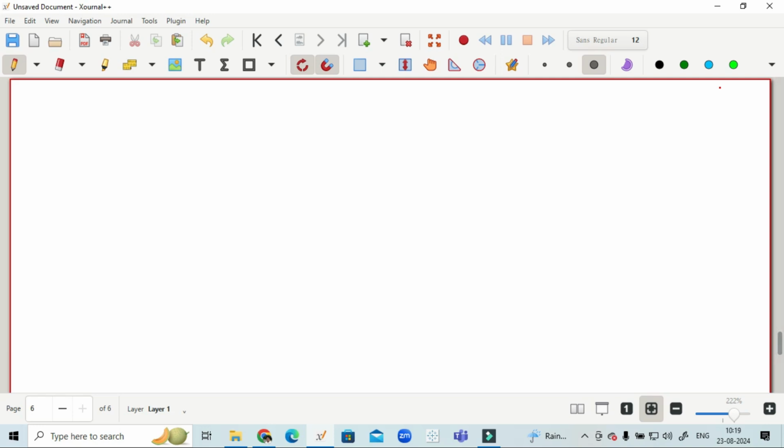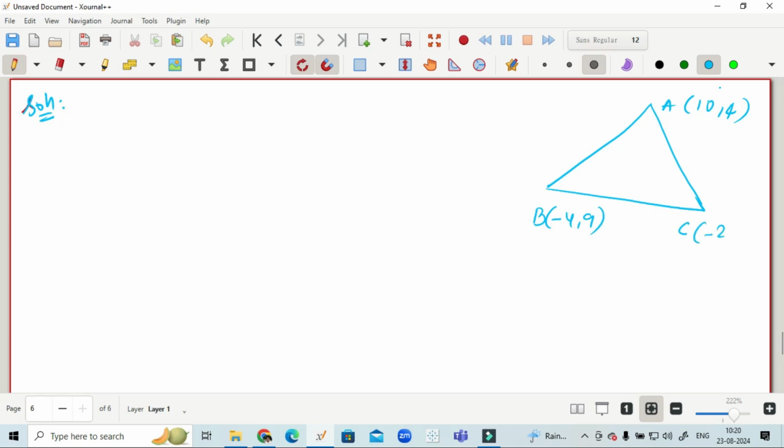Let's draw the triangle. This is A (10, 4), B (-4, 9), C (-2, -1). So the first one is the equation of AB.